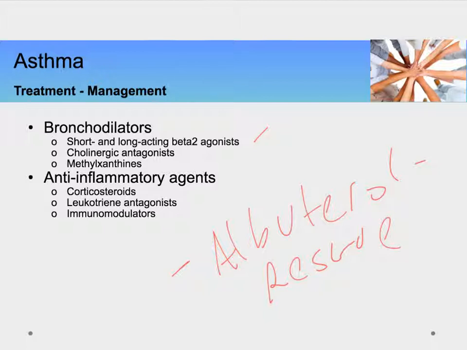Like I said, in your book, you have lots of different tables about teaching a patient. I highly encourage you to look that over so that you are able to teach a patient how to use an inhaler. And I'm going to bring some supplies to class, and we're going to talk about the proper use of an inhaler in class as well.